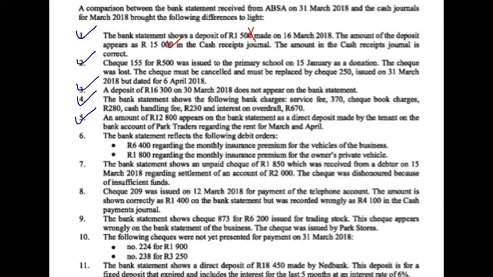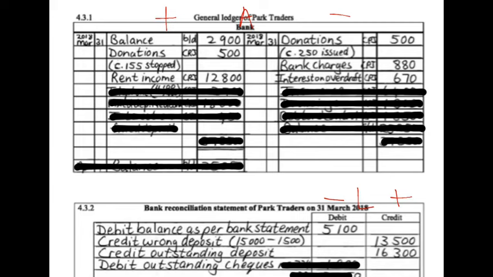Number 6, the bank statement reflects the following debit orders: 6,400 for the monthly insurance of the business, and 1,800 for the monthly insurance of the owner. So again, this is information on the bank statement, but outstanding in my books. So I go and put it into my books, adding it to the bank account. Both of these are payments that decrease my bank account, so I'm going to put it through as credit entries.